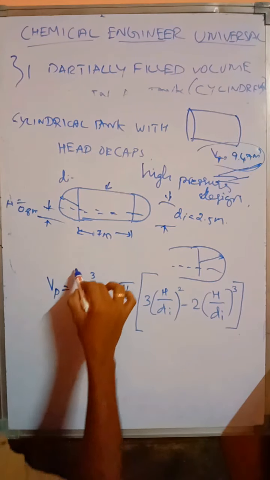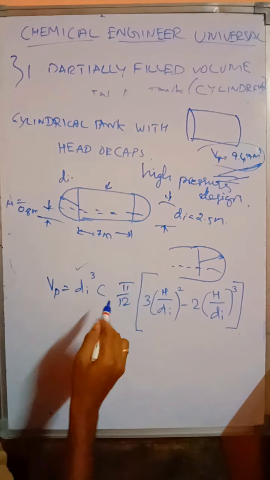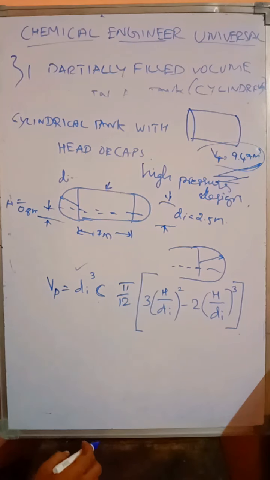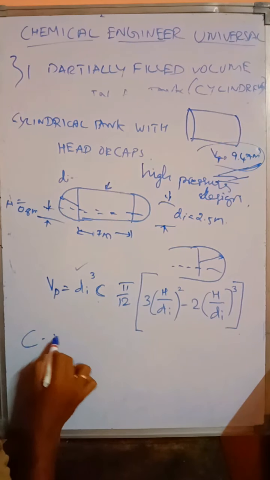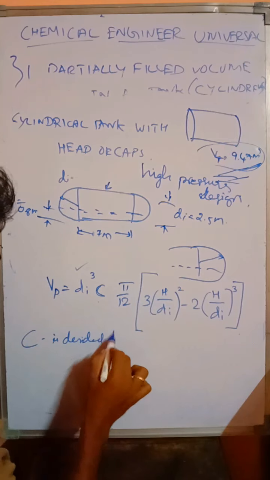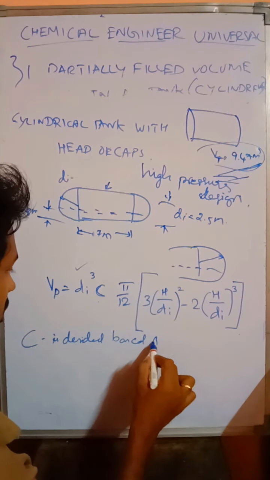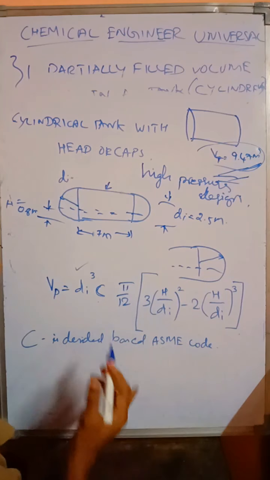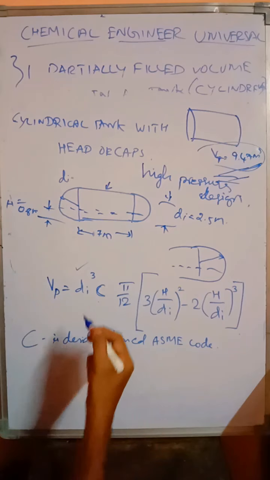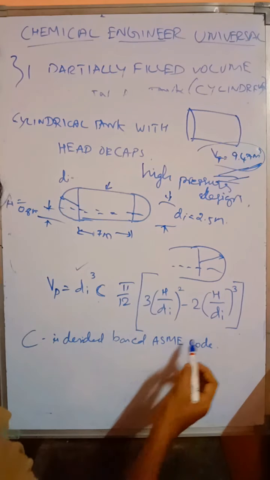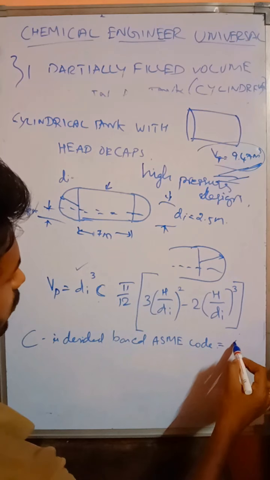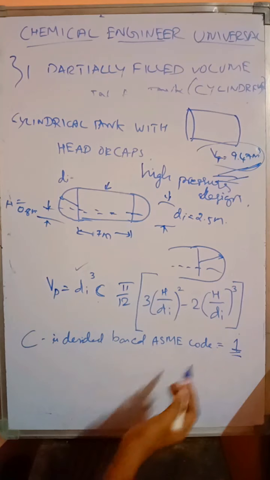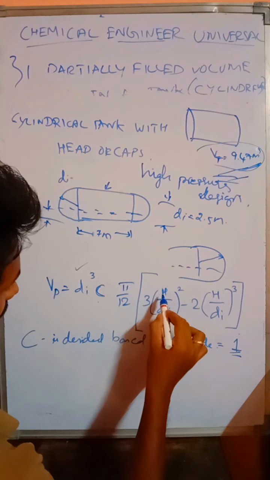So for all the data, Di we know already, 2.5 meter, and C, actually this C is decided based on the ASME code. So the ASME codes for this kind of material, for this kind of pressure and temperature, you have to use accordingly. So based on the standard, mostly it will be 1, unity. So we take this value as 1 for most of the cases. So we can just take the general value, and we know the head is 0.8 meter.